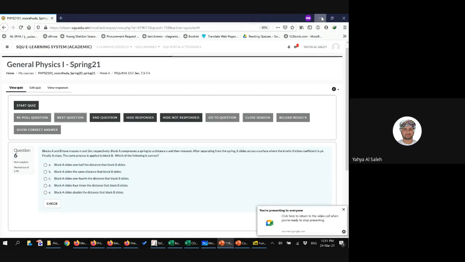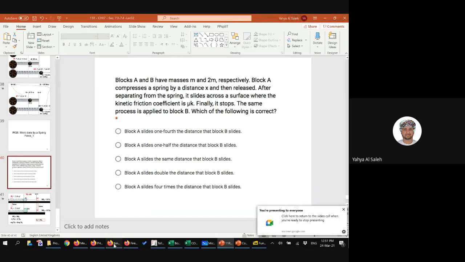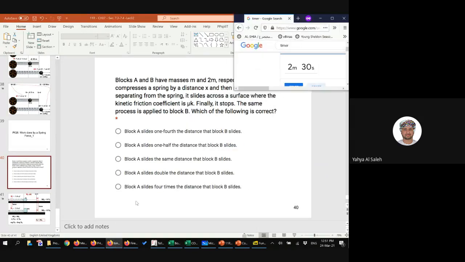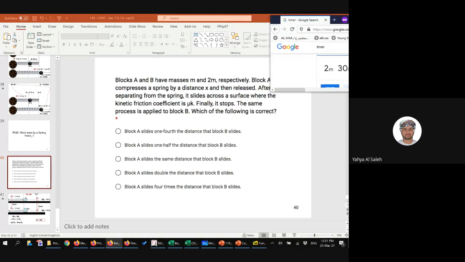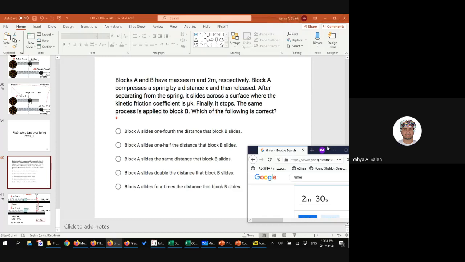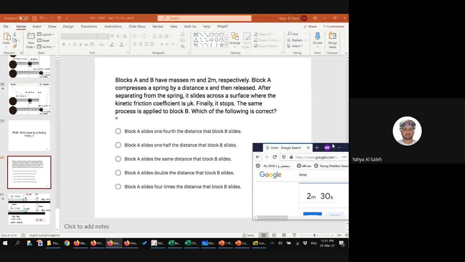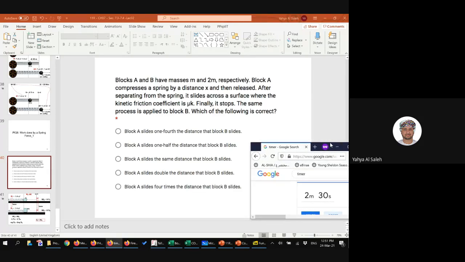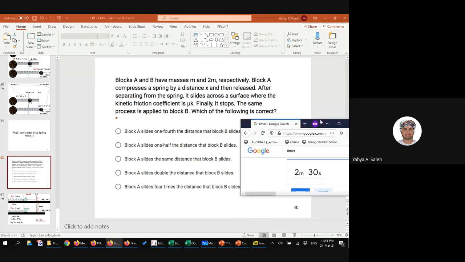Okay. So we have another question. Blocks A and B have masses m and 2m respectively. Block A compresses a spring by a distance x and then is released. After separating from the spring, it slides across the surface where there is some kinetic coefficient, and then it stops. Now, when it does the same thing with block B, which one of the following is correct? Block A has mass m, block B has mass 2m. Give it a go.